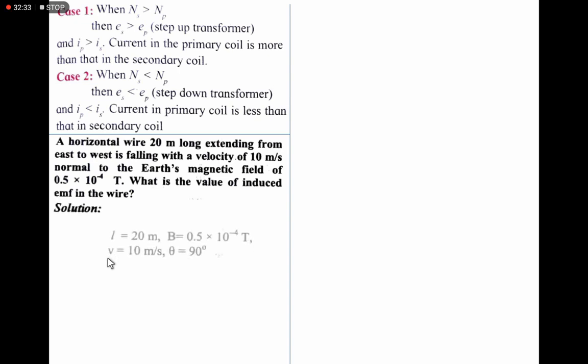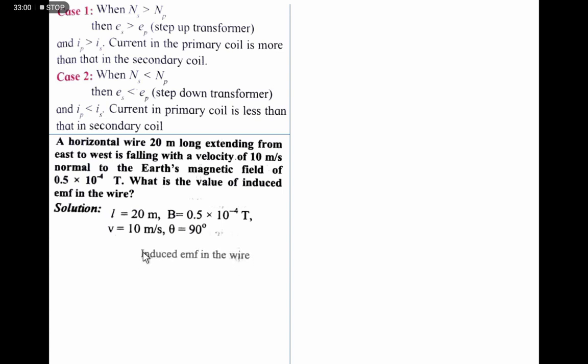So we'll see, the length of the wire is 20 meter, magnetic field is 0.5 into 10 to the power minus 4 Tesla, and velocity V is 10 meter per second. This wire is horizontal in the magnetic field, therefore theta is equal to 90 degrees. We have to find the EMF induced in the wire. So the formula is E is equal to BLV sine theta.